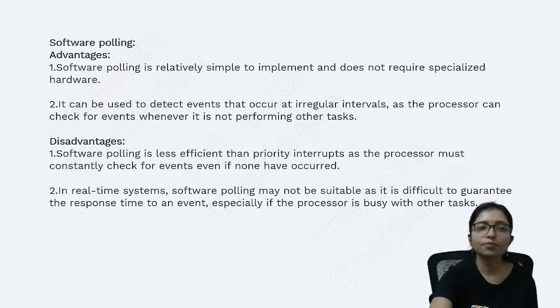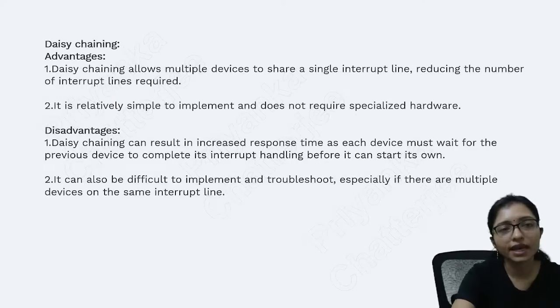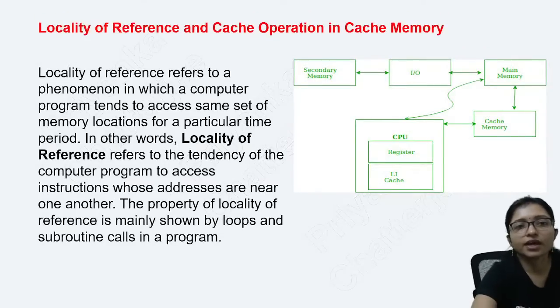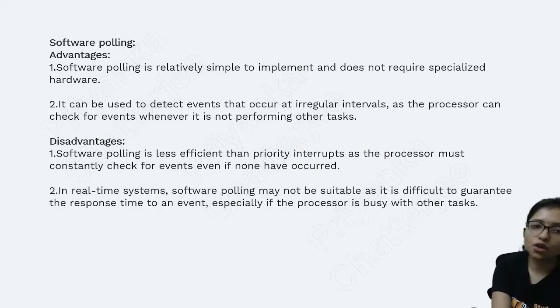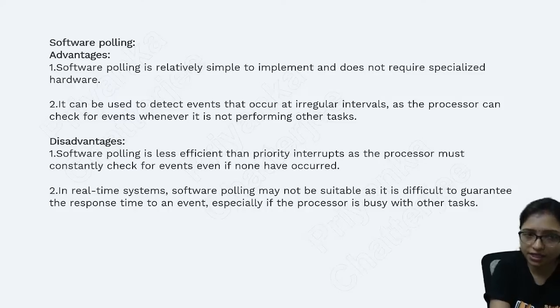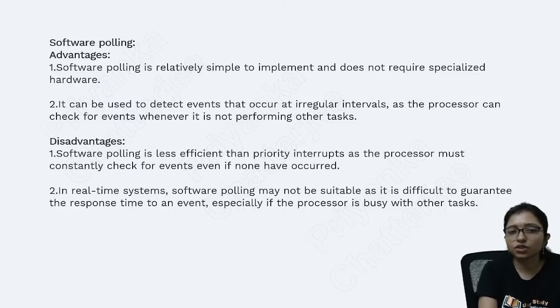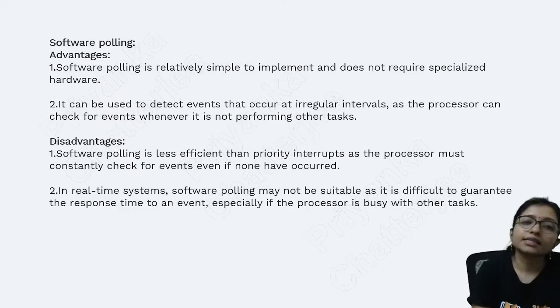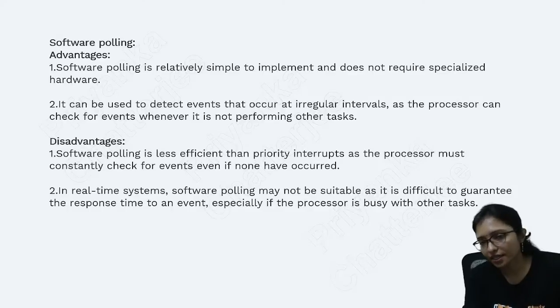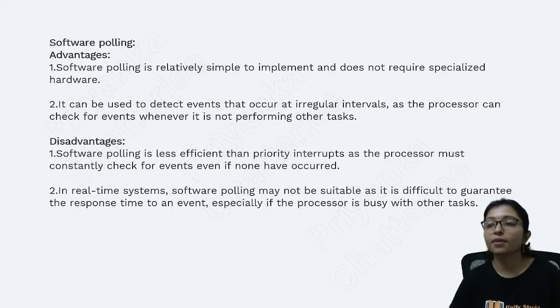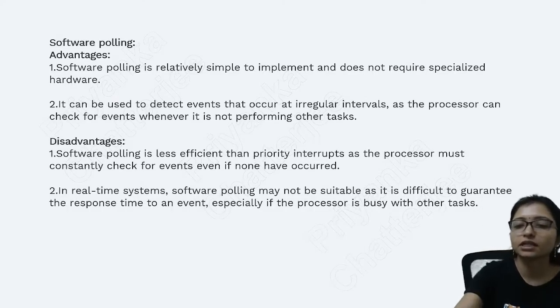So here are some advantages of software polling and daisy chaining. You can see the differences, advantages and disadvantages. Software polling is relatively simple to implement and does not require specialized hardware because it is totally software. The disadvantage is that software polling is less efficient than a priority interrupt, as the processor must constantly keep checking. That is a loop. That's why it is a disadvantage.